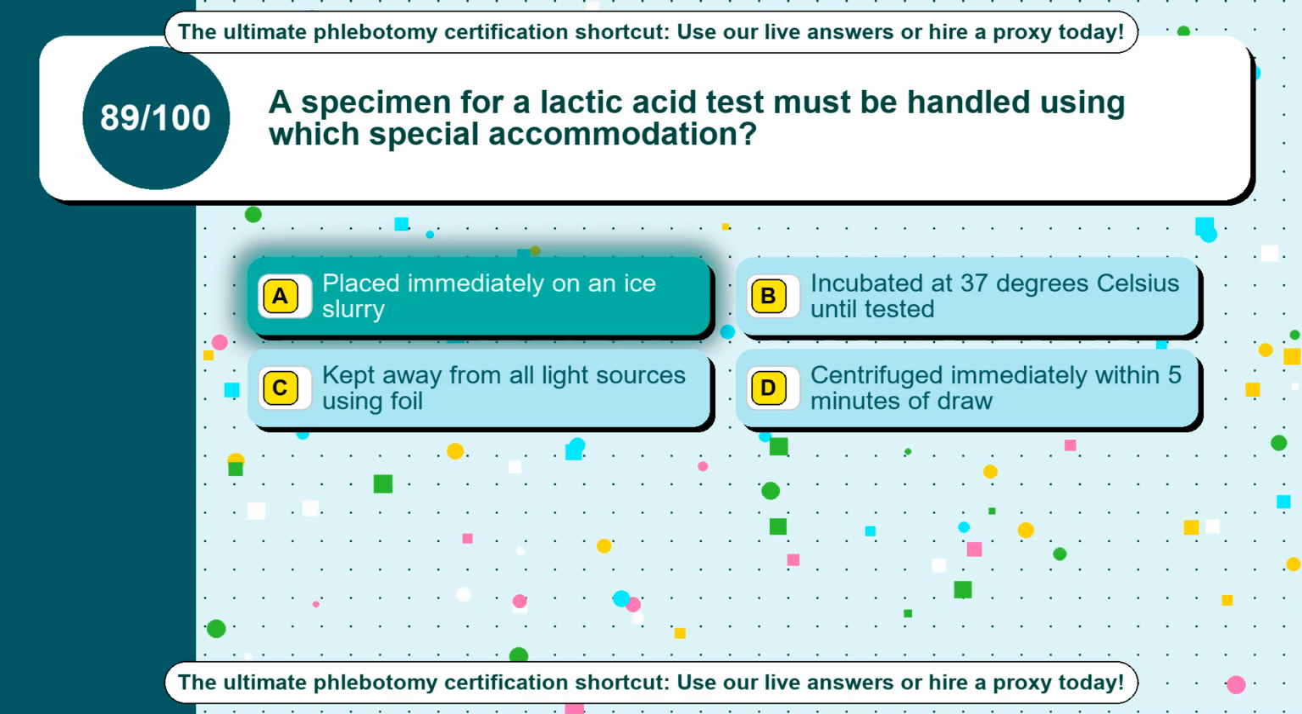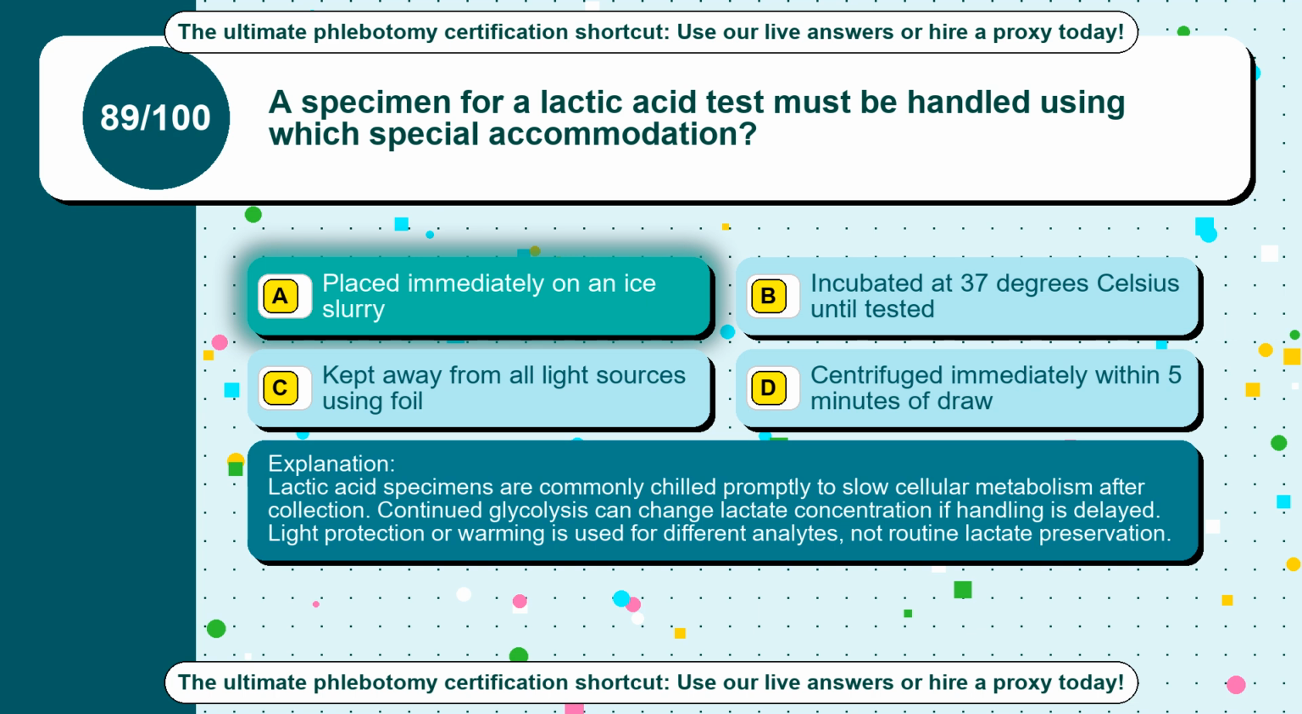The correct answer is option A, placed immediately on an ice slurry. Lactic acid specimens are commonly chilled promptly to slow cellular metabolism after collection. Continued glycolysis can change lactate concentration if handling is delayed. Light protection or warming is used for different analytes, not routine lactate preservation.